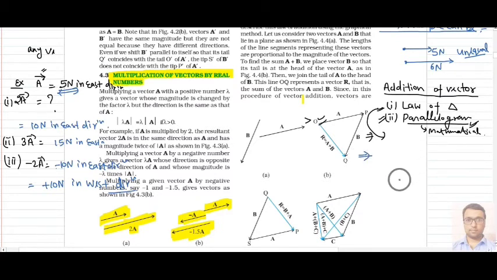So how to add? Suppose one vector is this one, that is vector A, and it is 10 Newton force. Or you can consider any other value, say 8 Newton force, and its direction is towards east. And the other vector is vector number 2 or vector B, and this vector is towards north, and its value is 6 Newton. So I have to reduce its length actually. So I think this will be sufficient.